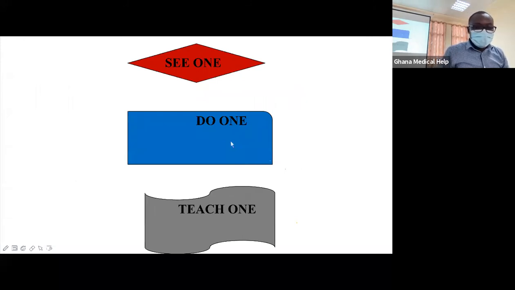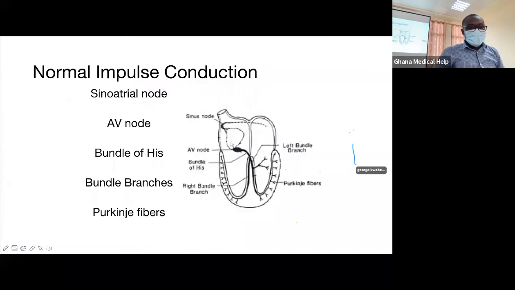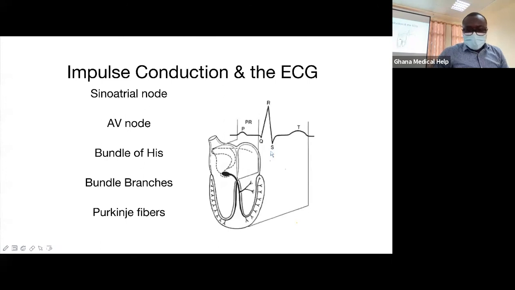So typically, you usually say that you see one, you do one, and then you teach one. That's how it stays. This is how the normal impulse from the heart goes, from the sinoatrial node, otherwise called the SA node, moves to the AV node, and then to the bundle of His, to the bundle branches, and then to the Purkinje fibers, as you can see in that diagram over there. Again, same kind of impulse conduction, and the way it's illustrated on the ECG.